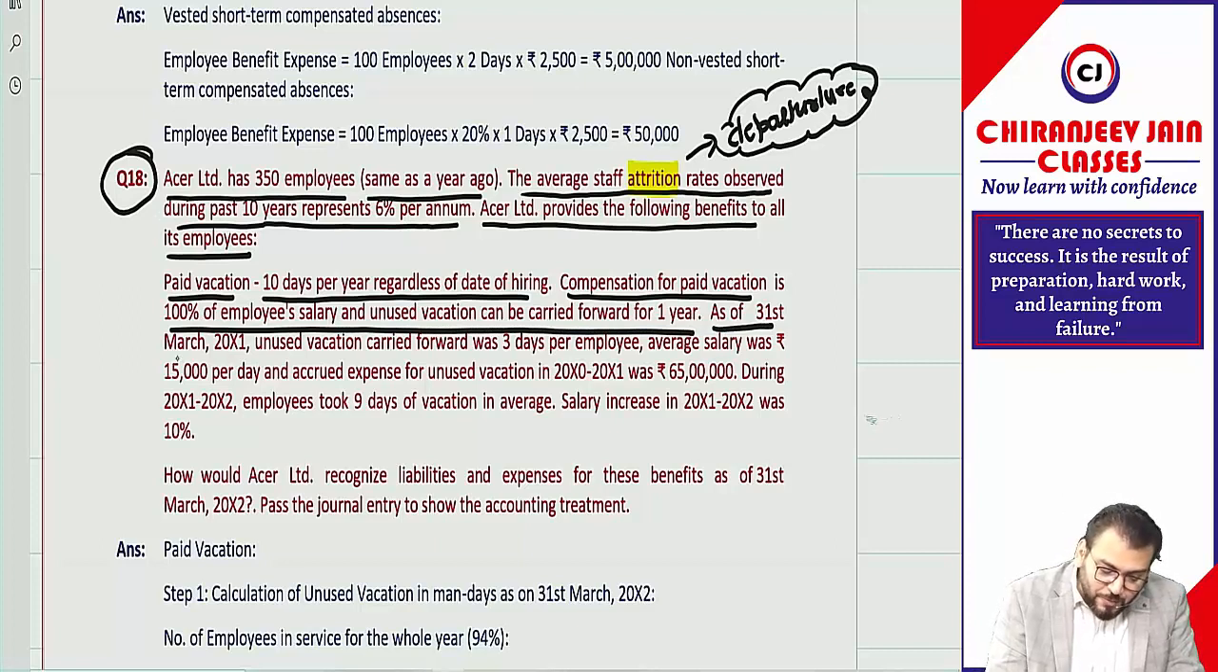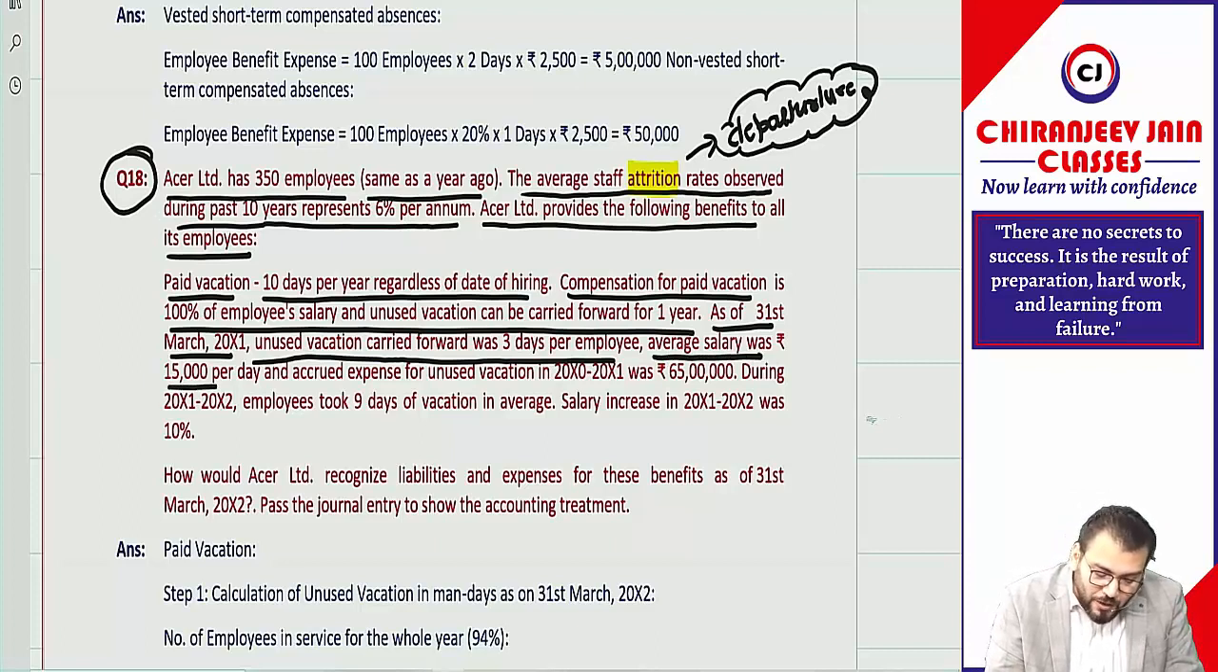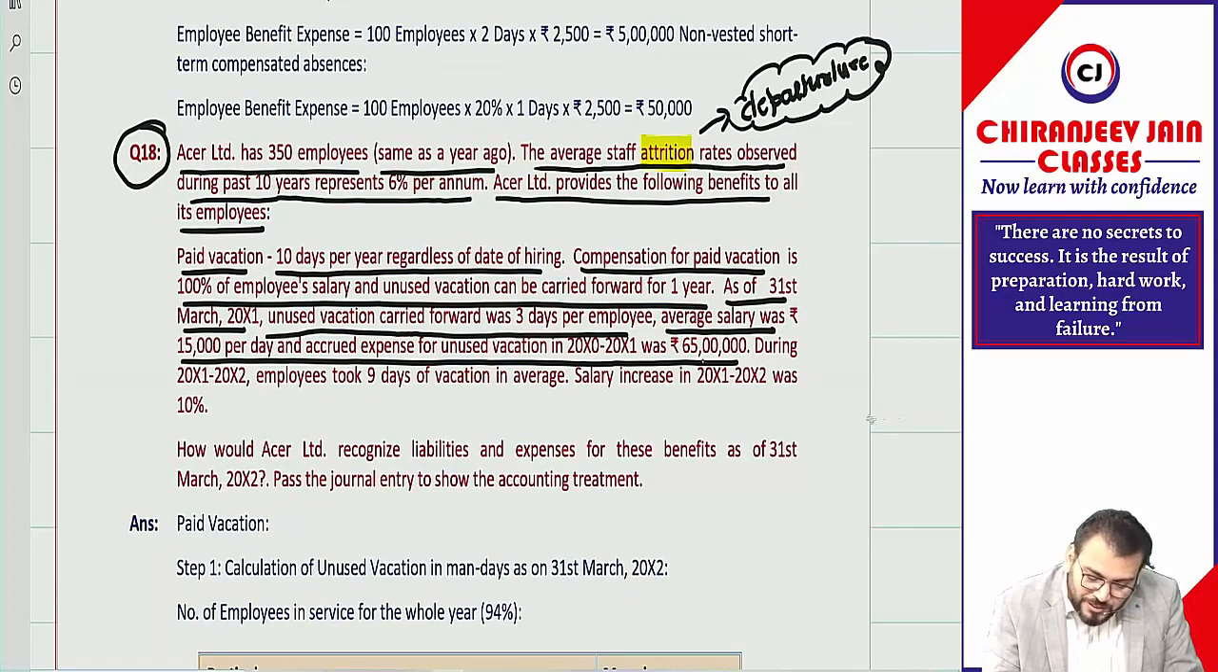As of 31st March 2001, the last year closing date, unused vacation carry forward was 3 days per employee. For the current year this becomes brought forward from previous year. Average salary was rupees 15,000 per day and accrued expense for unused vacation in 2000-2001 was 65 lakh. So you can see how it is coming to 65 lakh.